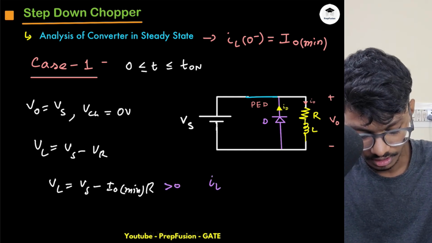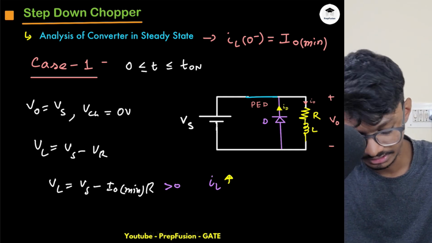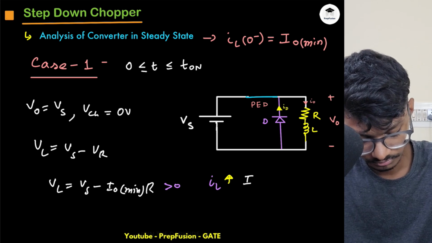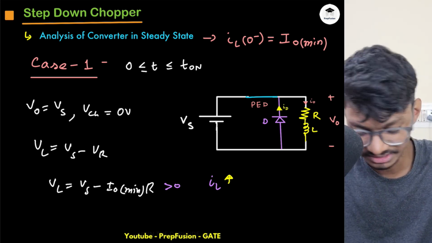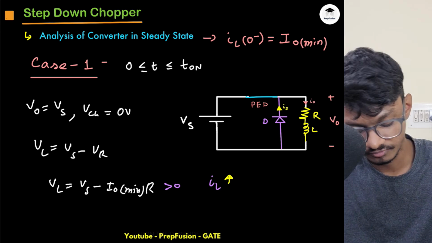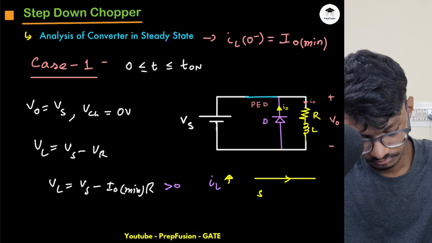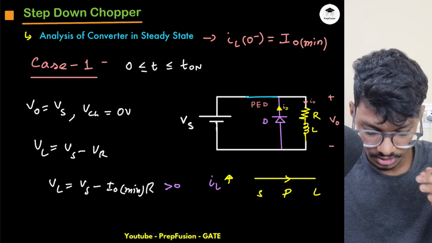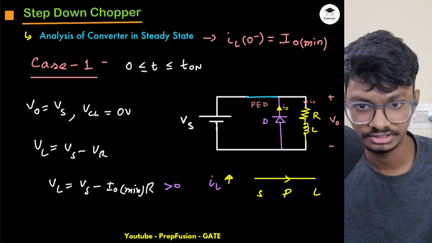My IL will increase, and as my IL increases, what will happen? My IO minimum, basically my current increases, right? My current increases, and again what is the direction of the power flow? Direction of the power flow is from source to load. Power will flow from source to load. Okay, so yeah, this is basically the currents, and obviously the diode, this D, will be off only.